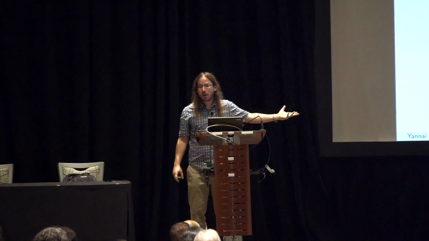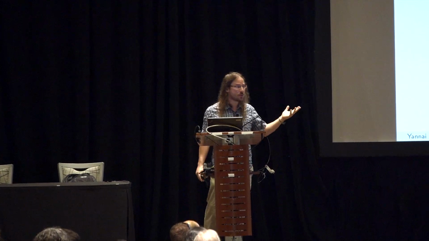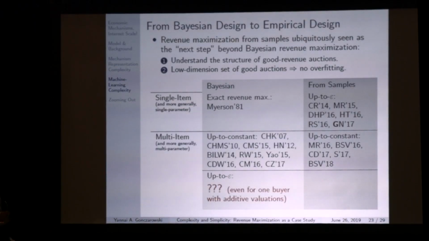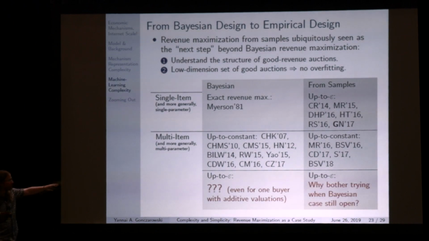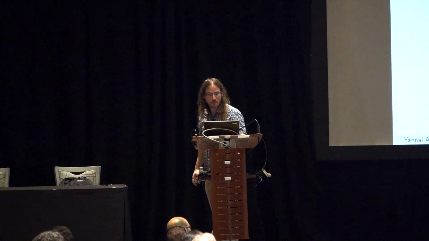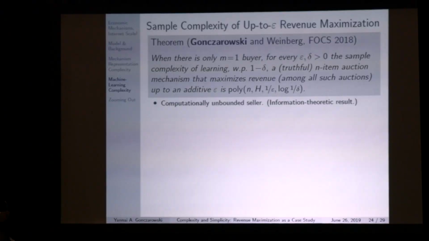As we've said so far, we know some stuff about the menu size. We have no idea what the structure of up to epsilon optimal auctions is in a Bayesian multi-item setting. So it won't surprise you that this last box was left quite in solitude, because why bother when the Bayesian case is still open? Nonetheless, the last result I'm going to tell you about today is a positive result for this box, even though I have nothing new to tell you about the box on its left. So this is work with Matt Weinberg that appeared in the last FOCS.